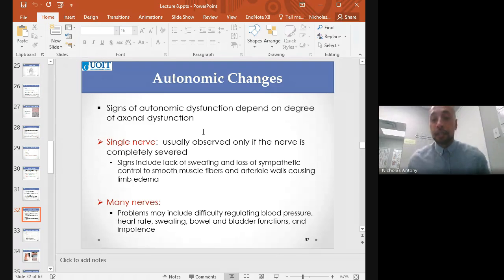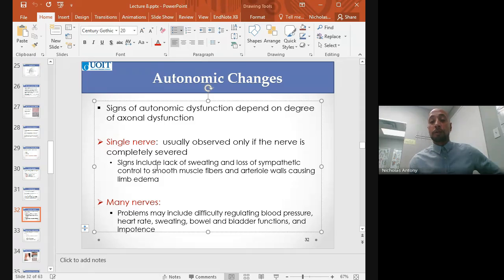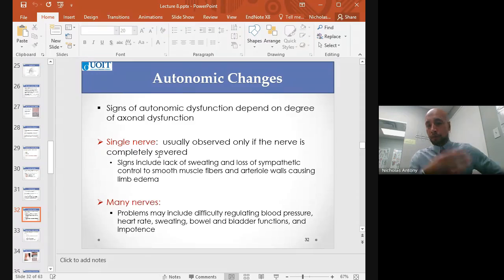If we have an injury to one peripheral nerve, typically when the nerve is completely severed is when we see the autonomic changes. So when there's a huge injury, when the nerve isn't working at all, severed meaning cut, if it's to a single peripheral nerve, we'll usually see a loss of sympathetic control to that limb. So whatever limb the nerve is associated with, we'll see a lack of sweating and a loss of sympathetic control to smooth muscles.